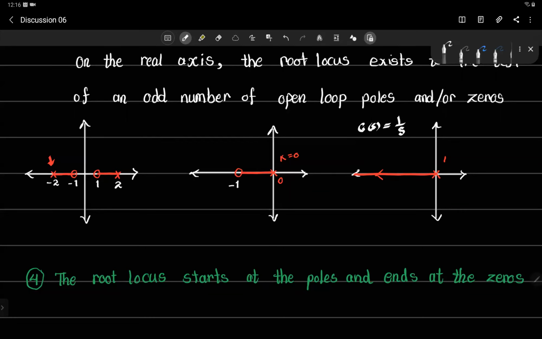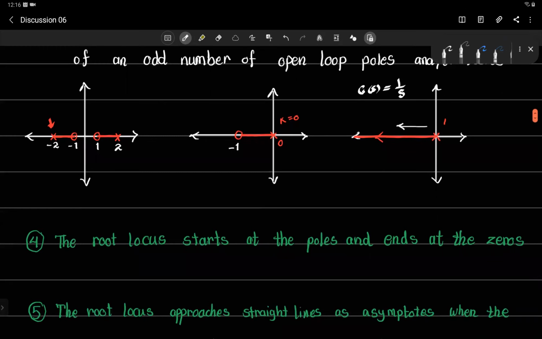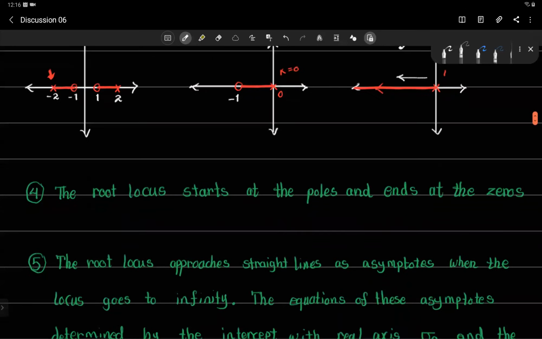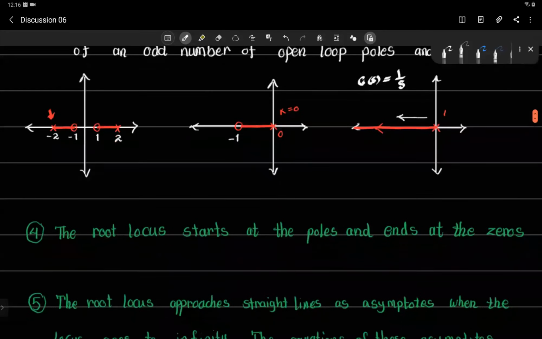And in that case, the pole, that's the root locus, starts at the pole at the origin and then starts moving to the left until it reaches the zero at infinity. Okay, so that's another case, for when we don't have an equal number of finite poles and zeros.